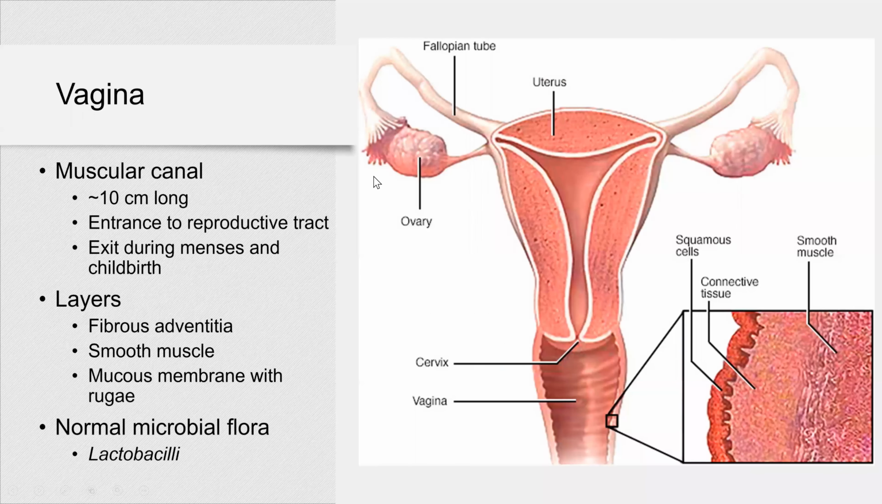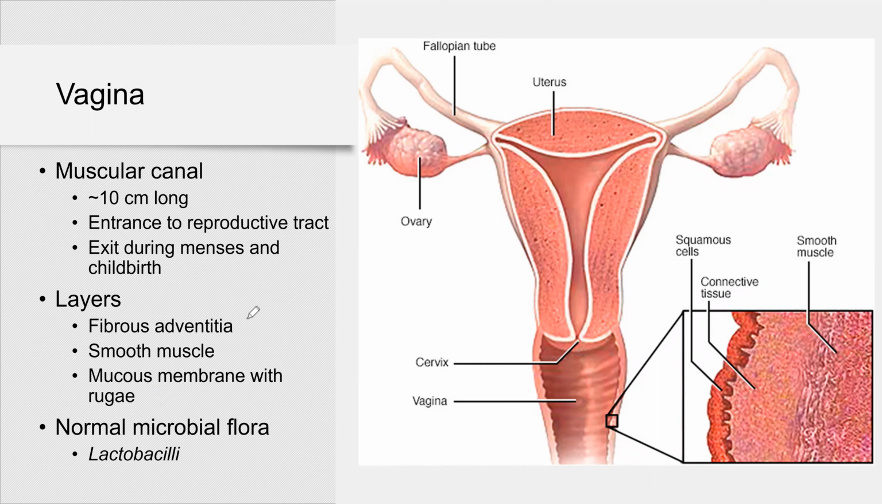Now we will move towards internal reproductive organs, and we're going to start with vagina. It's a muscular canal about 10 centimeters long, entrance to reproductive tract, and exit during menses and childbirth. So here's the vagina shown right here. That is muscular tube. It has those folds that we call rugae. It's a mucous membrane with a rugae, the most internal or deep layer of vagina.